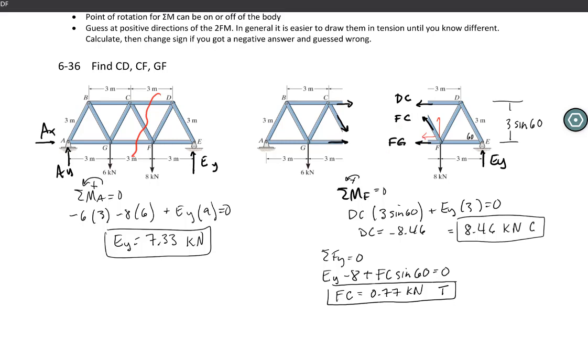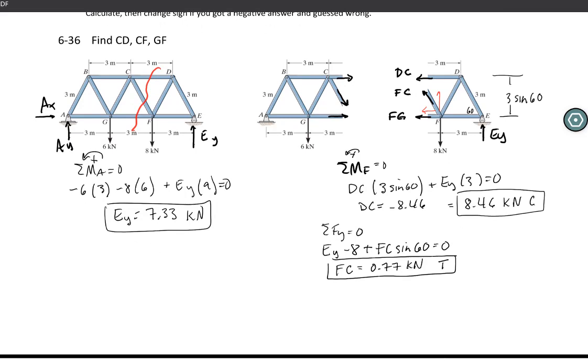I have 3 forces in the x direction. This one, and this one, or this component of FC. Clearly, though, I've got them all pointing to the left, and that doesn't make sense. So one or more of those is going to end up being negative. So let's go ahead and put those in here and see what we get. Sum of the forces in the x is equal to 0. So I have minus FG minus FC cos 60 minus DC equals 0.